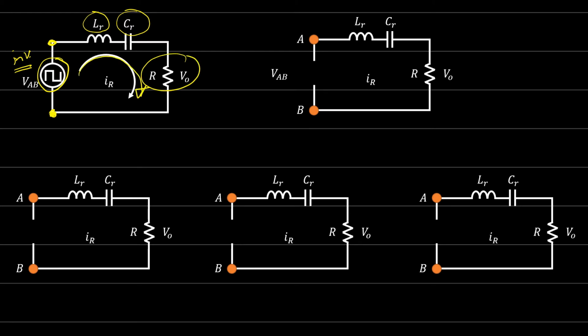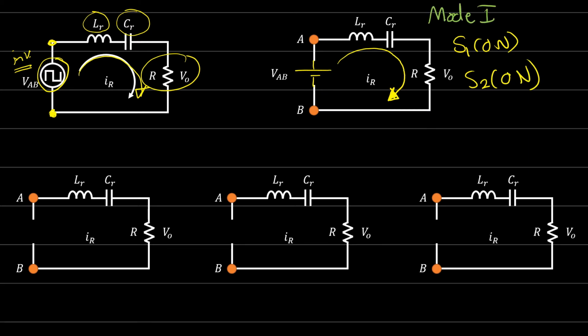Now here we have four modes of operation. The first mode of operation is when the input voltage is positive and the current is positive as well. So here we can put a positive DC input and the current is positive. Then the conduction will be at which switches? At switch 1 and switch 2, right? So we can say switch 1 is on and switch 2 is on. Let's call this mode number 1.